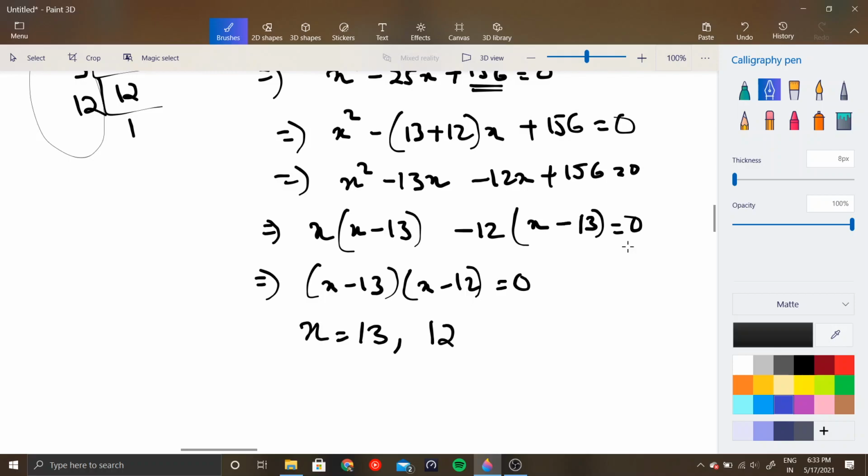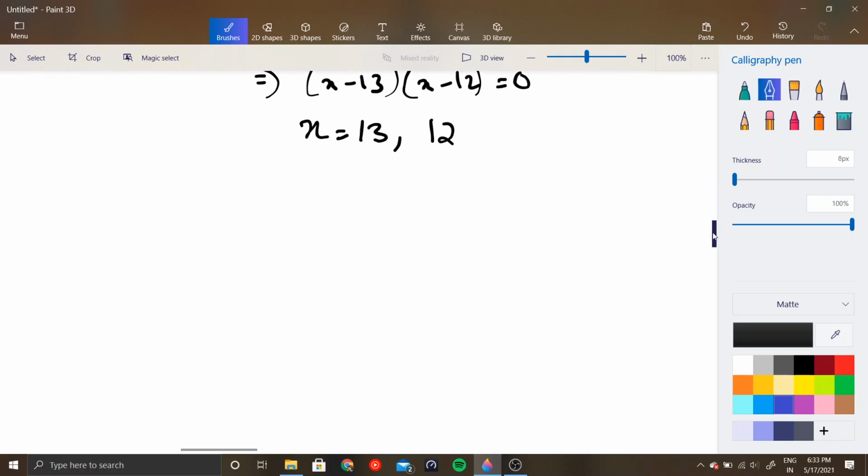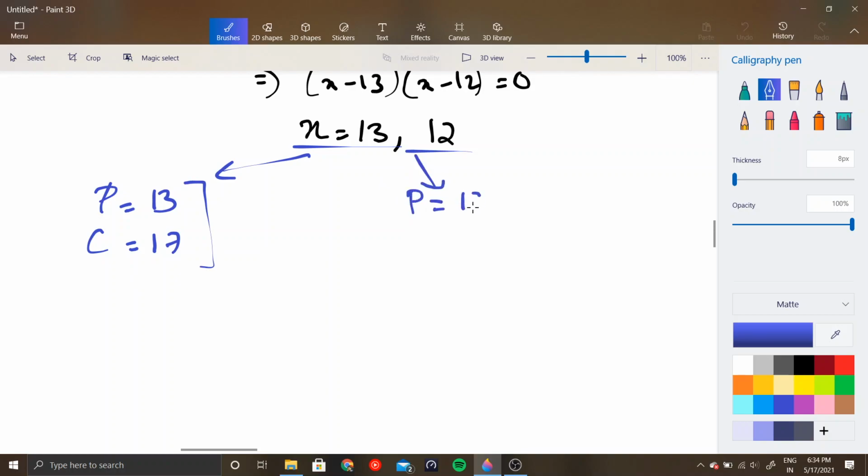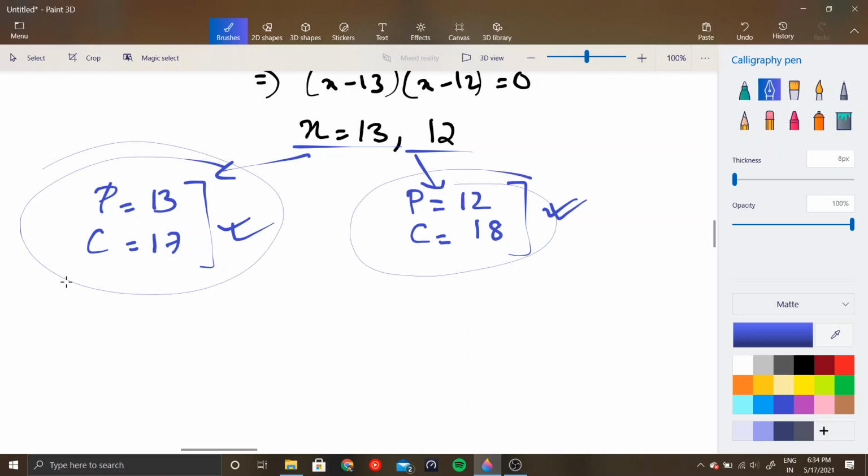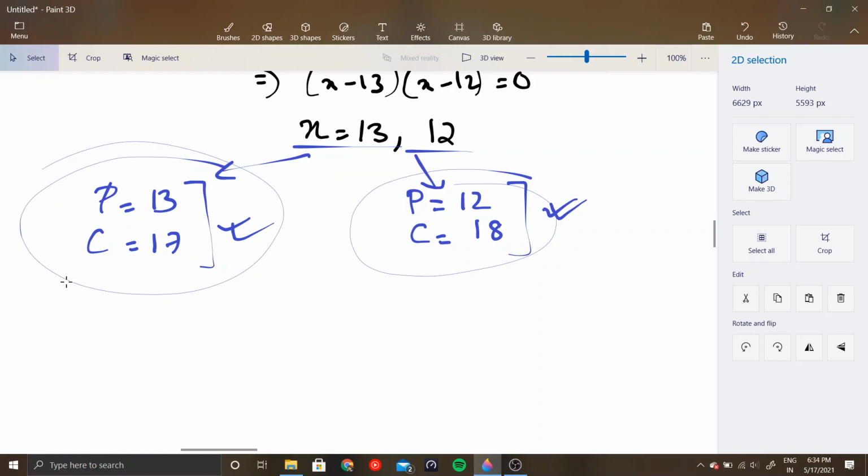So what could his possible marks be? When x is 13, so he got 13 in physics, he must have got 17 in chemistry, right? Product is 210, sum is 30. If he got 12 in physics, he would have got 18 in chemistry. So these are the two possible combinations of marks he could have got.